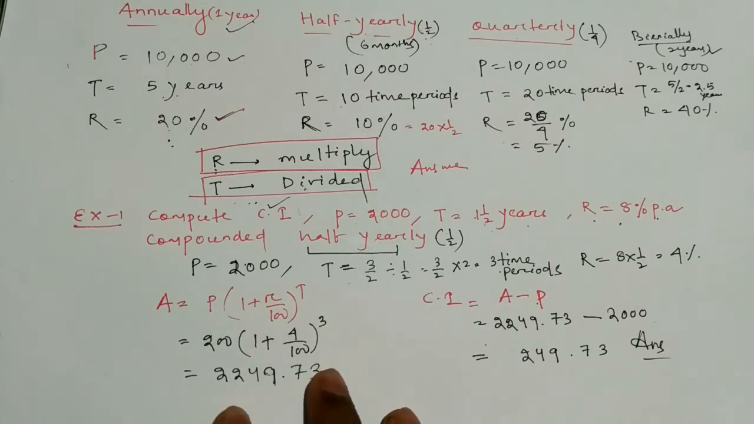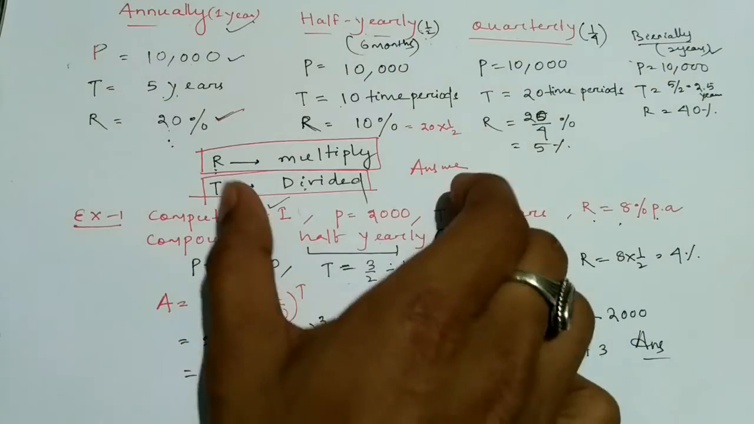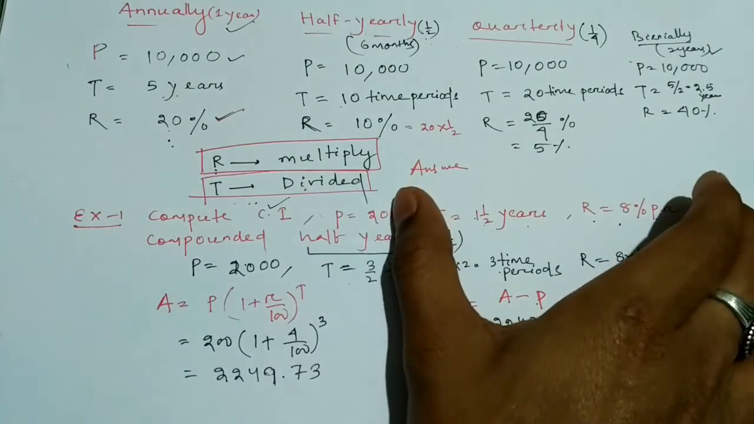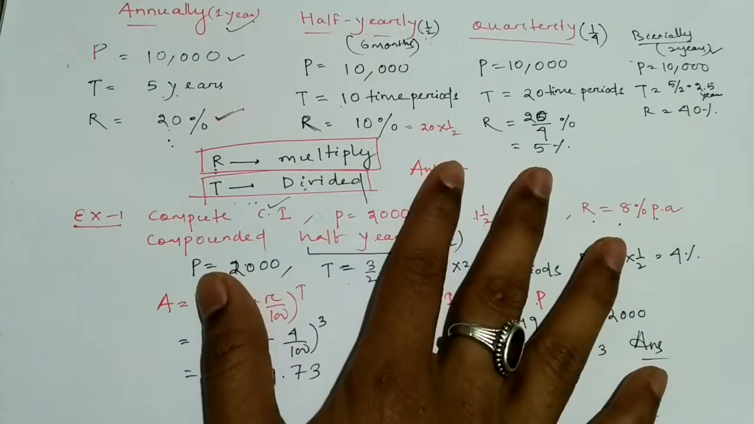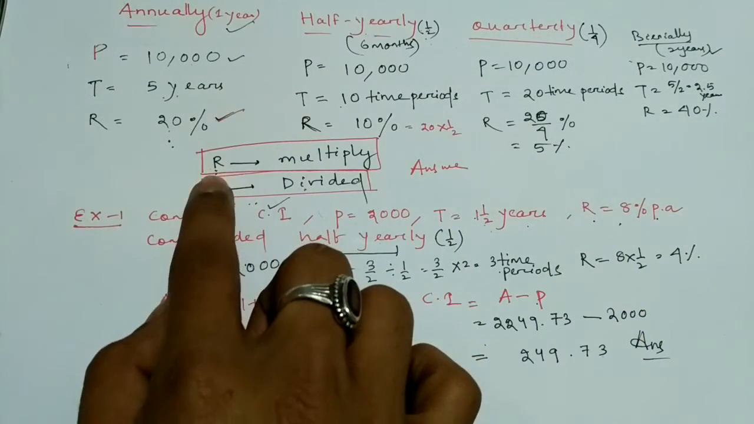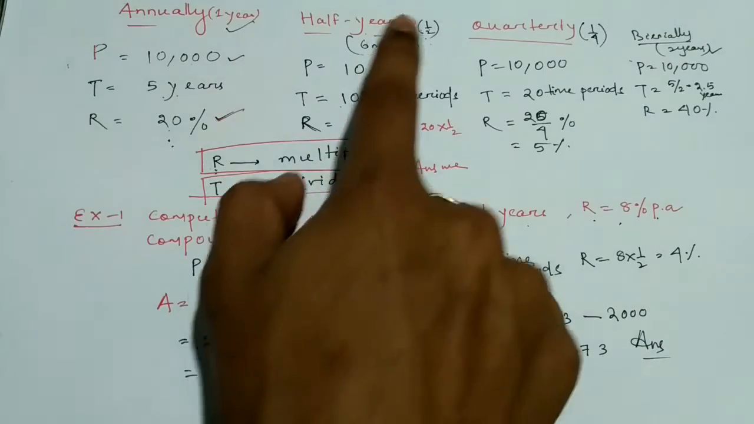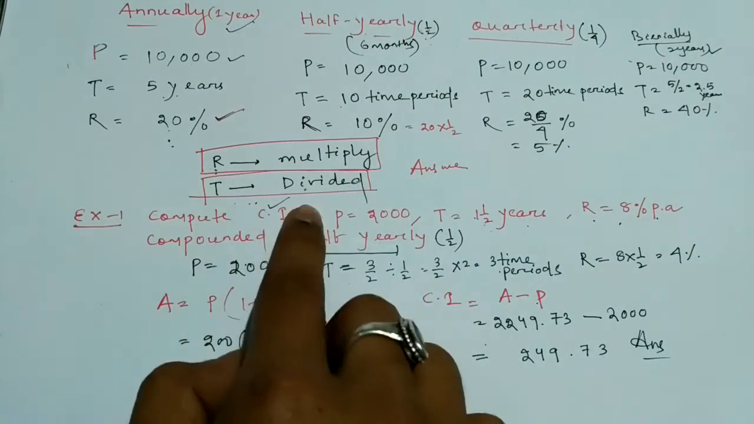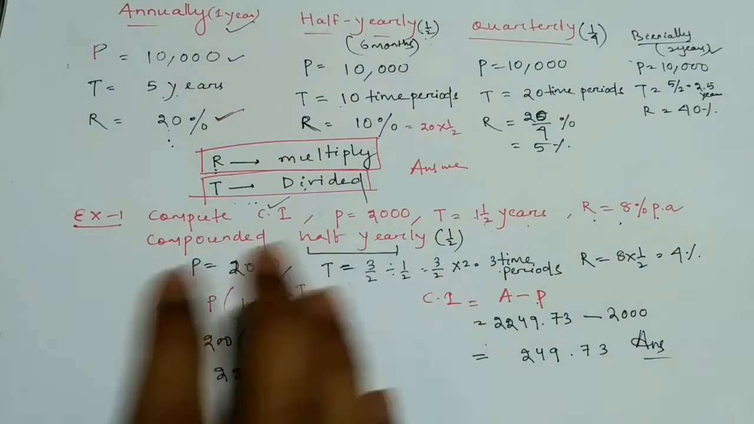So I think this is easy. This is totally easy. Just remember these simple four concepts. If you don't memorize this, just remember one thing: R should be multiplied and T should be divided. So this is the answer.